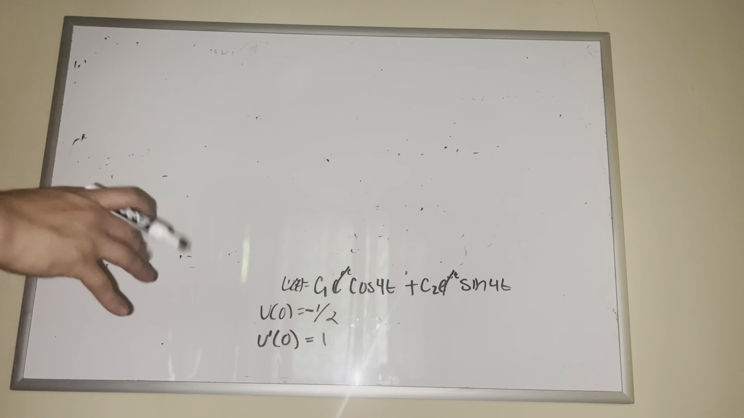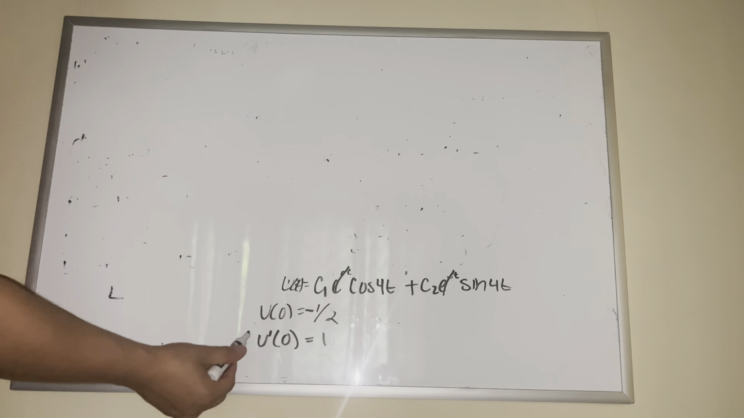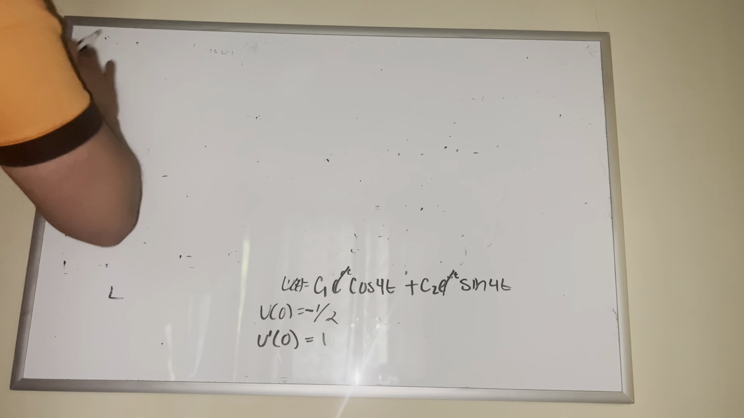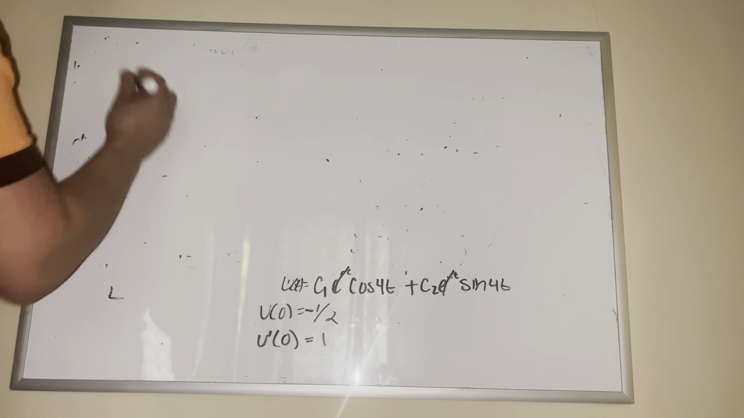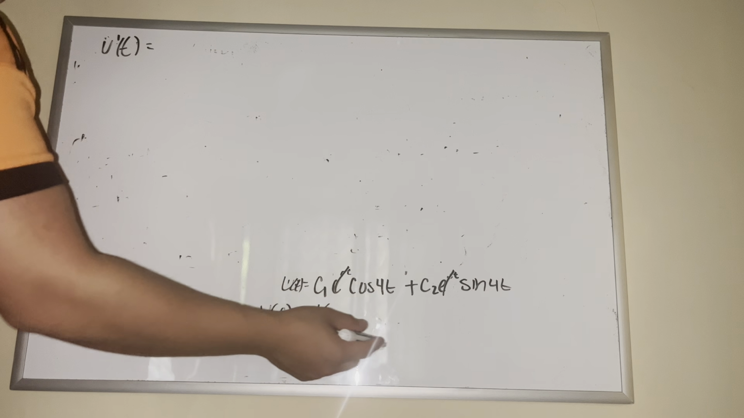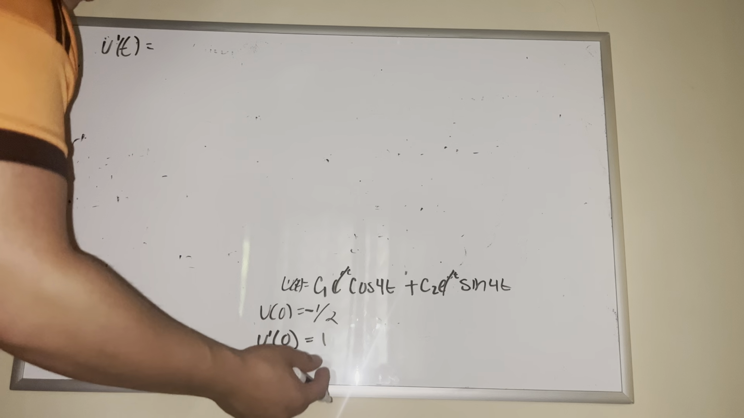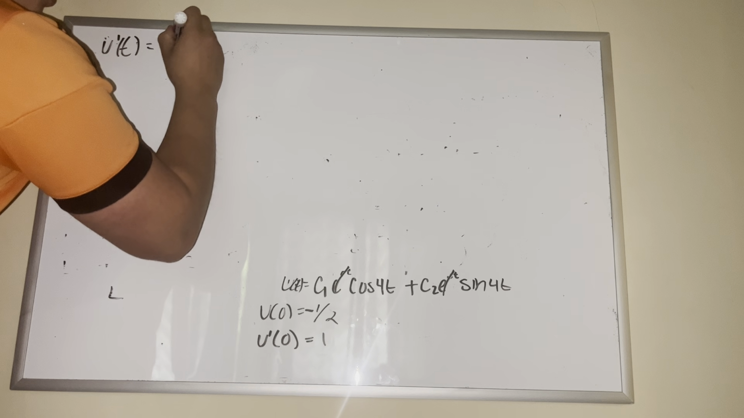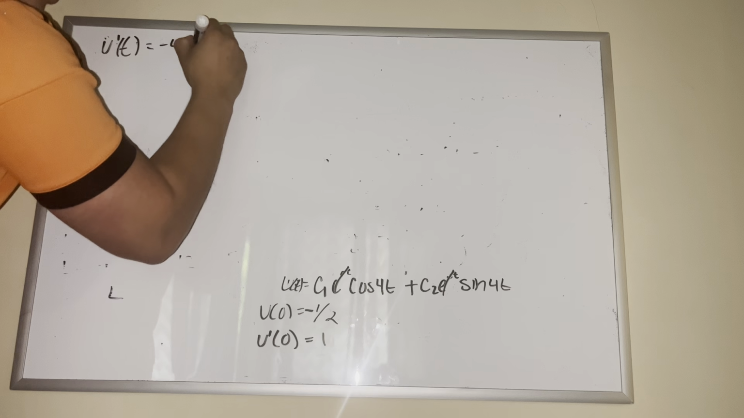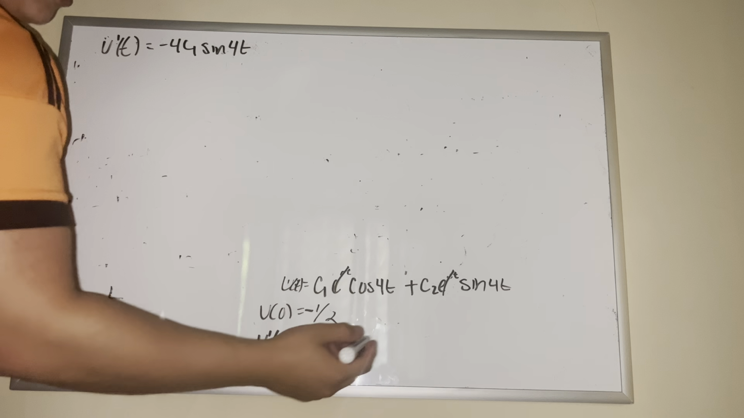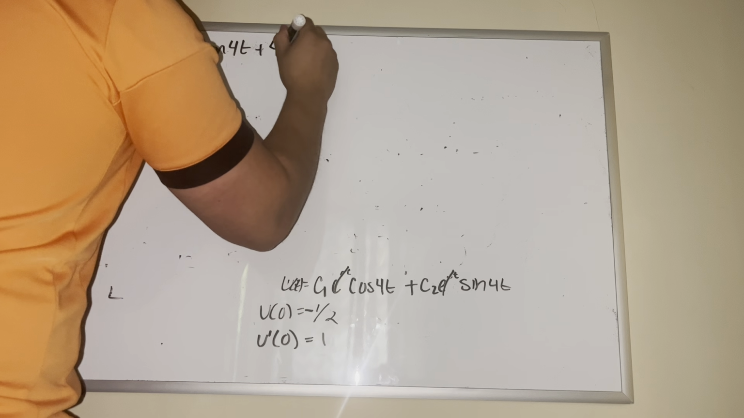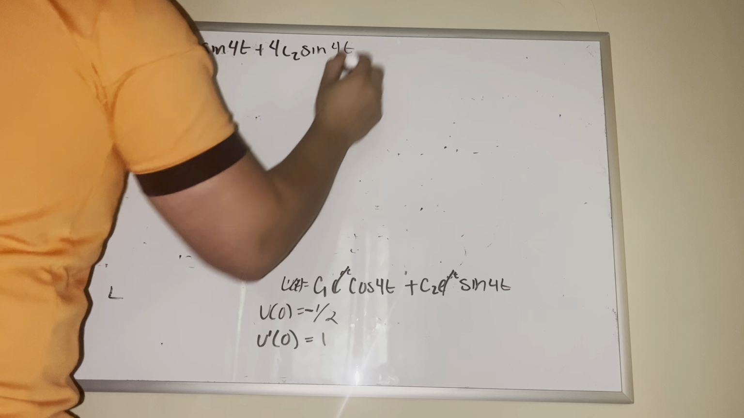Okay, so in order to get u prime, we have to differentiate our u equation. So we're going to get u prime of t. The derivative of cos 4t becomes negative 4c1 sine of 4t. And the derivative of sine is cosine. So we get plus 4c2 cos 4t.